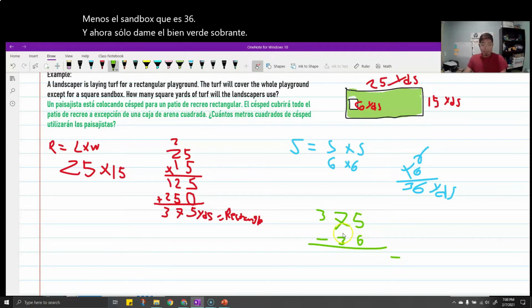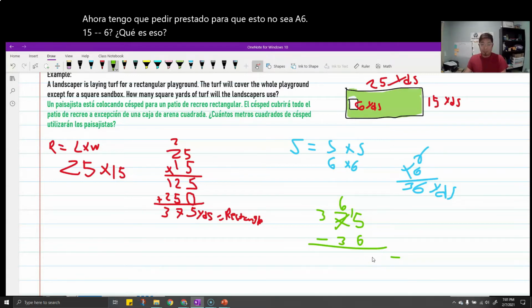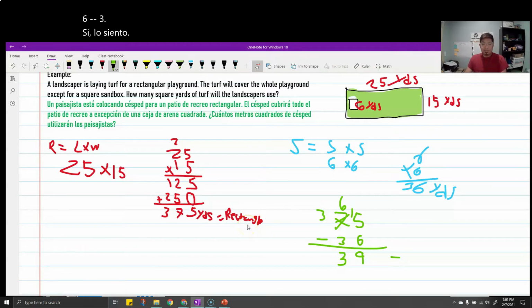5 minus 6, can I do that? No, I have to borrow, so this turns into a 6. 15 minus 6, what is that? 9, good. 6 minus 3, good. And bring down my 3. 339. 339 what? Good, yards.